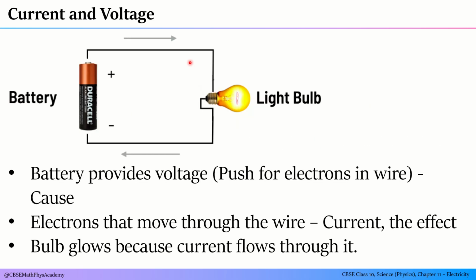So what is current and what is voltage? The difference has to be very clear. The battery provides the voltage, that is the potential difference. This voltage is what helps to push the electrons inside the wire. So the voltage can be seen as the cause. Now once the electrons get a push, the electrons start moving inside the conductor, and that is the current. So that can be seen as the effect. And a bulb glows because the current flows through it. So get this difference of current and voltage very clearly.